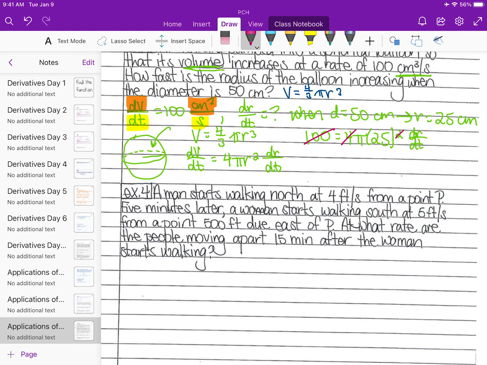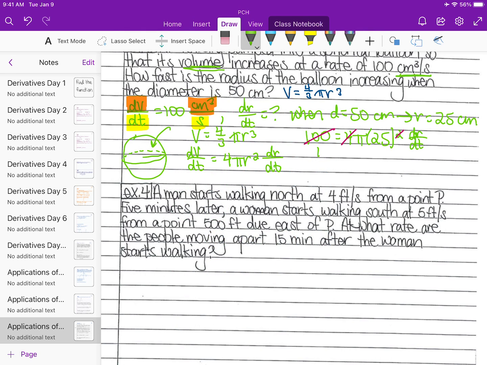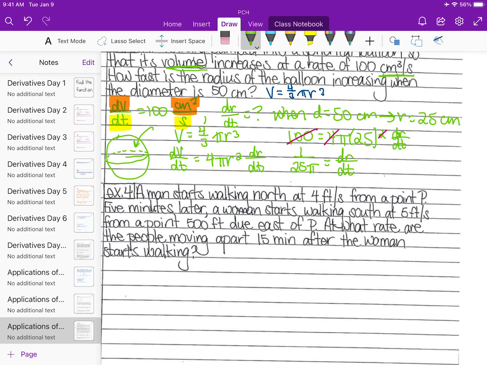Yes, that's what I just did. Because 4 times, so that's 25 squared, right? So 25 times 25. 4 times one of those makes 100. So I end up with, I can just go 1 over 25 pi. If that just completely blew your mind, please just simplify that. I'm 100% sure you can simplify that if you multiply the 4 times the 25 squared and then divide both sides. I promise you. Okay?